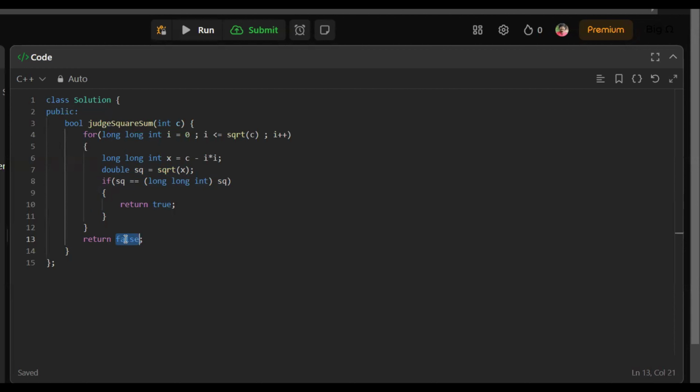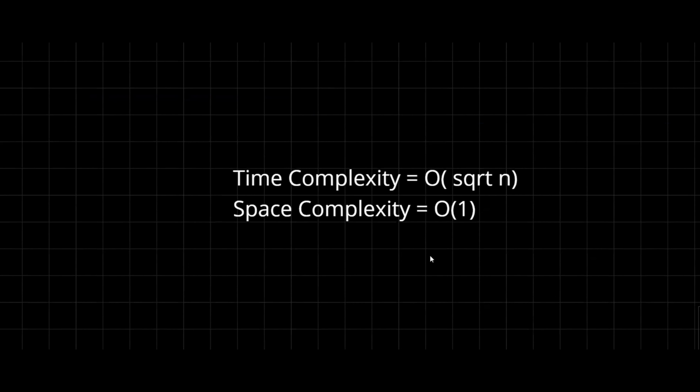Now let's move on to the time and space complexity analysis of this program. In this program, the time complexity is big O of sqrt of n because we are running the loop only till the square root of the given input. And the space complexity is big O of 1, because we are using only constant extra memory to solve this problem.